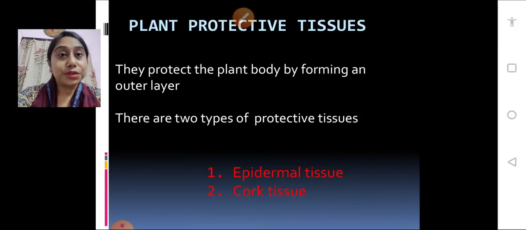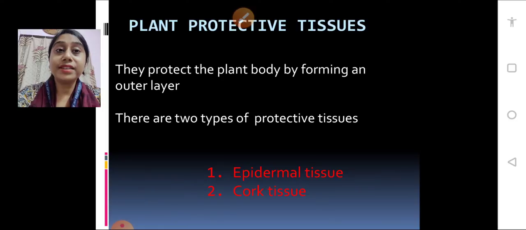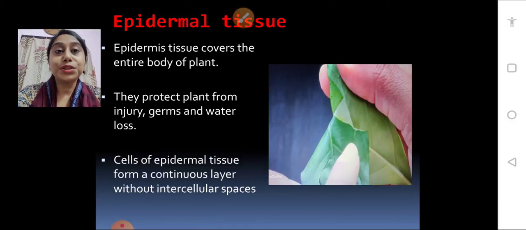Plant protective tissues protect the plant body by forming an outer layer. This point is very important. Where is the protective tissue present in the plant body? Outermost layer. They are of two types. Number one, epidermal tissue, and number two, cork tissue. So we will start now learning about epidermal tissue. Let us start. Epidermal tissue.